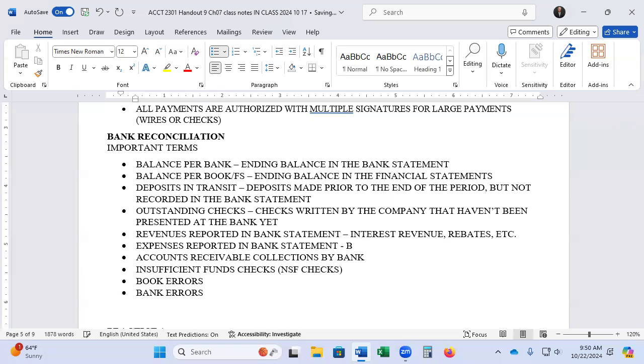Expenses reported in the bank statement. These would be bank fees, interest expense.